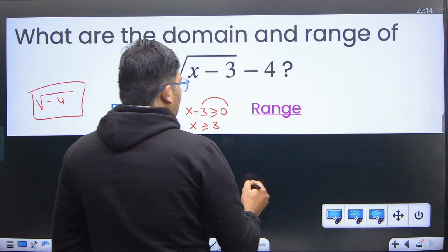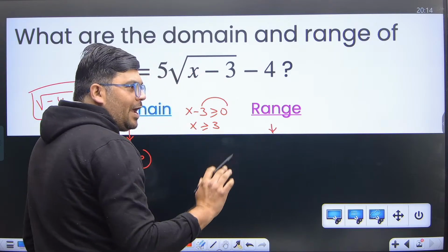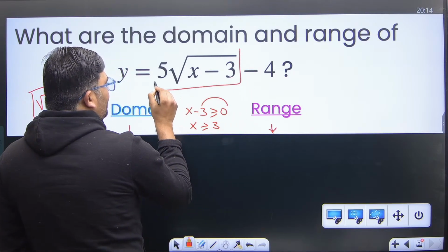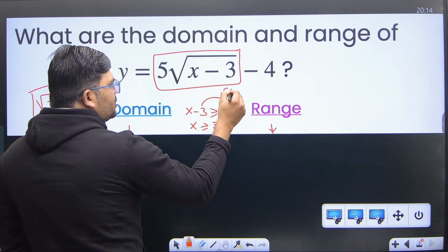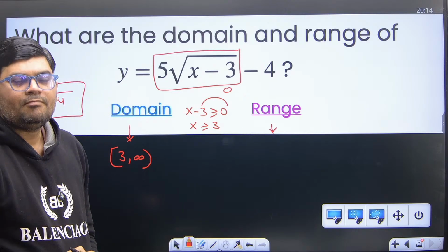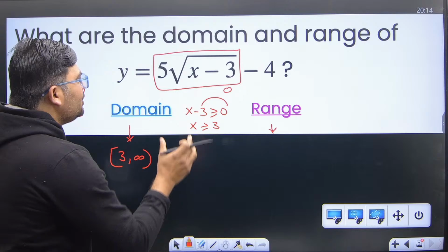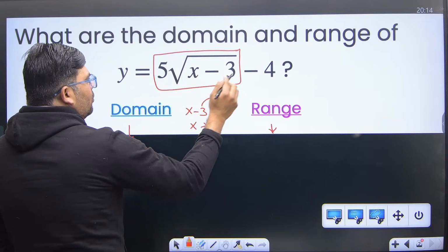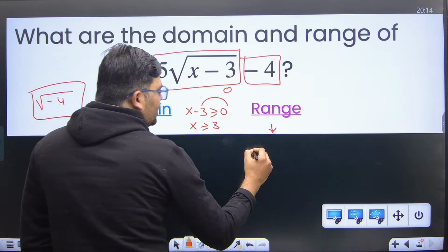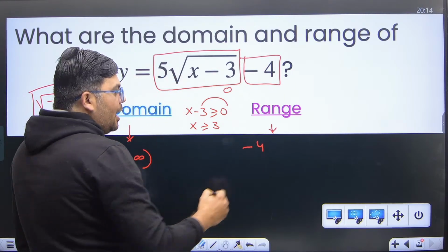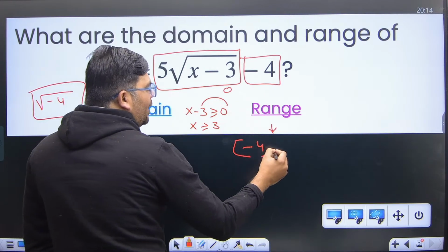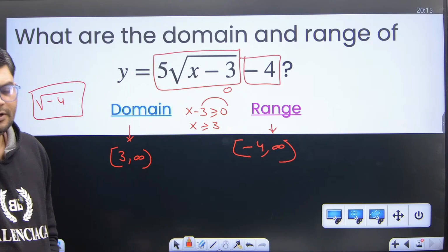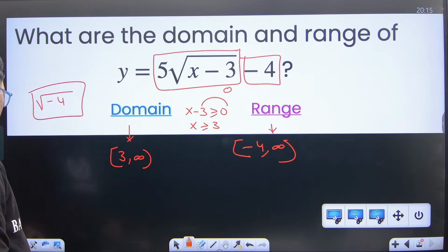Now what is the range? The range is the set of all values of y which can occur. What is the minimum value of the square root part? It can become 0. Anything that comes out of a square root is always positive, so the minimum value it can become is 0. So if it is 0, what is the starting point of the range? It is negative 4, and it can go to any value up to infinity. So negative 4 to infinity, and the infinity you have to write with a round bracket. Are you getting it? Okay, now let us see the video.